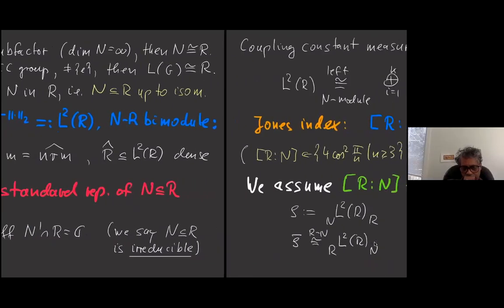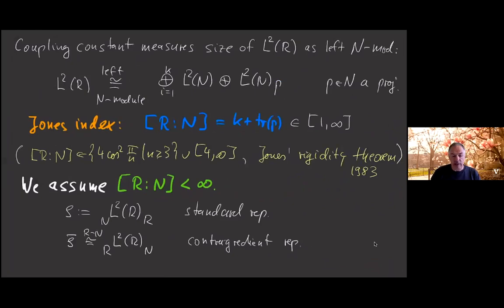All right, so the very first thing that one looks at is something that goes back to Murray and von Neumann. Namely, they showed that whenever you have a representation of any II-1 factor on a separable Hilbert space, then it's actually classified by a number, the so-called coupling constant. Let me just explain briefly what that coupling constant is. Namely, one can show that our Hilbert space L2 of R decomposes into a certain number of copies of L2 of N, let's say k of them, and a little piece, and the little piece is of the form L2 of N times p, where p is a projection in N.